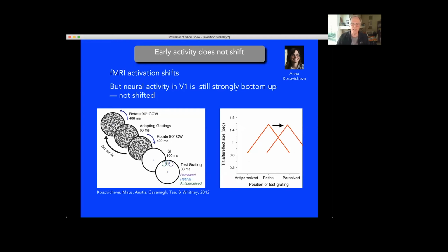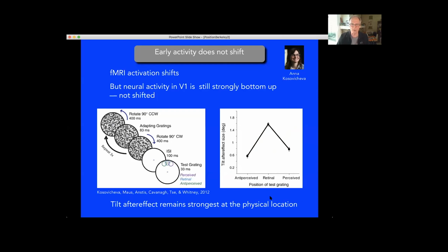That would say, okay, the activity is now at the perceived location, and it should drop off to the left and the right. But in fact, what Anna found was not that. She found this. So there was a certain bias, a little amount of bias to the perceived location, a little more aftereffect here, as if there was a bit of a shift here, but the main effect was still retinal. And that's the point. Tilt aftereffect still strongest at the physical location. Therefore, there really isn't any shift of activity in V1.